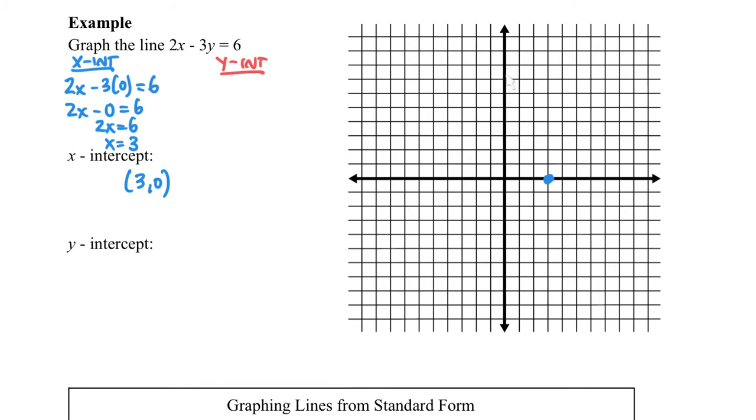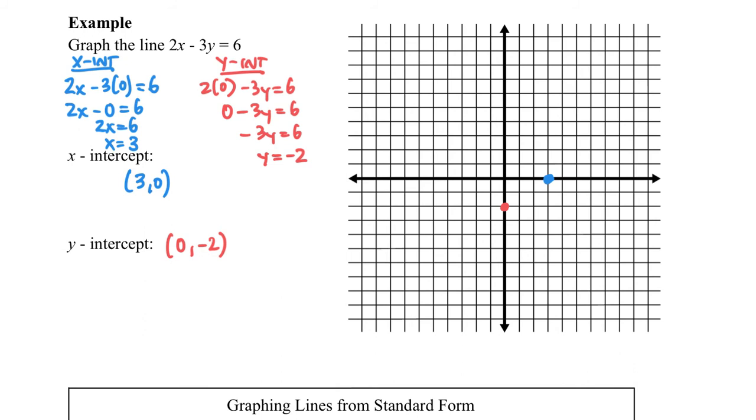The y-intercept is where we cross the y-axis. And so our x value is going to be 0. So I'm going to plug in 0 for x. Again, this term goes to 0, so I don't even really need to write it. Divide both sides by -3 gives me -2. So my y-intercept is going to be (0, -2), and I can plot that.